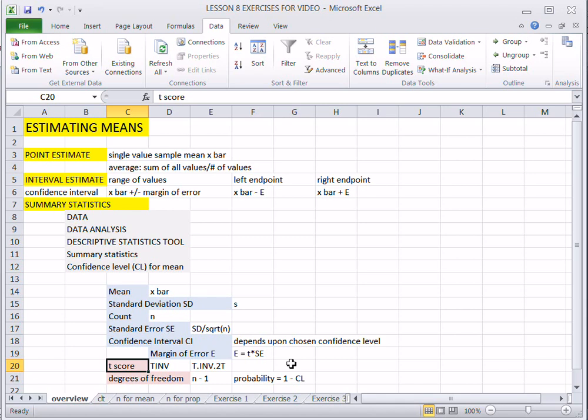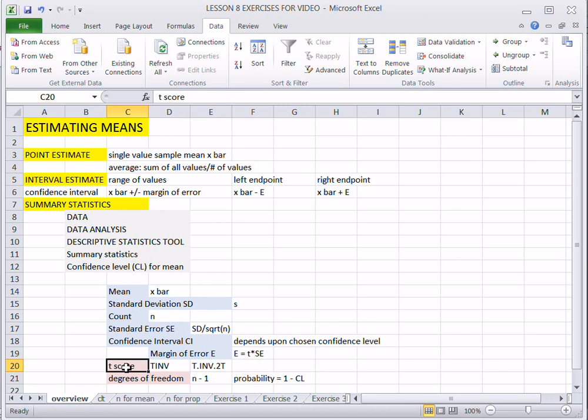Now, when we actually find our T-score, we have to use one of the Excel formulas, T.INV, which is in Excel 2007, or we can use T.INV.2T in Excel 2010. Both of these formulas require something called the degrees of freedom. And when we are working with estimating means, the degrees of freedom is always one less than the sample size.